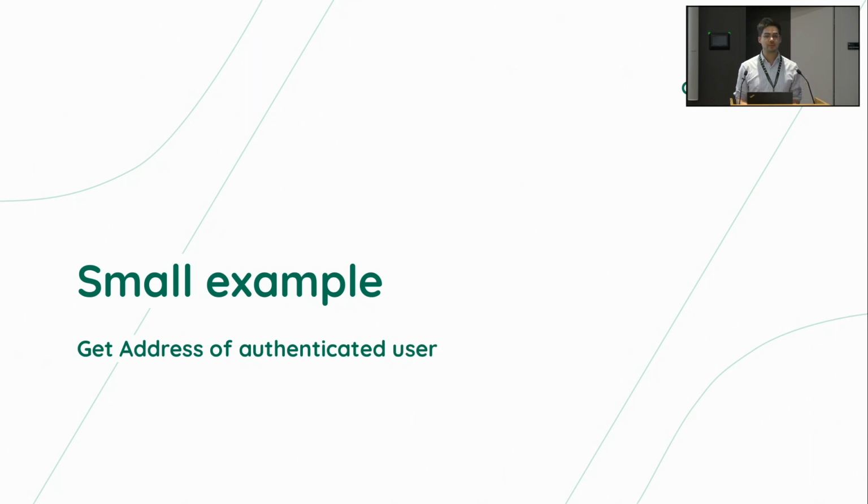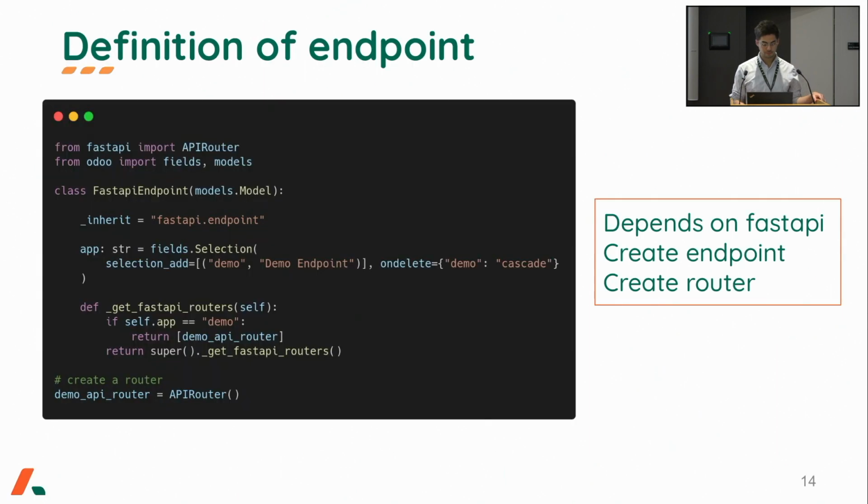So let's dive into a small example. In this example, I will write a small router using FastAPI and attach only one route that retrieves the address of the authenticated user.